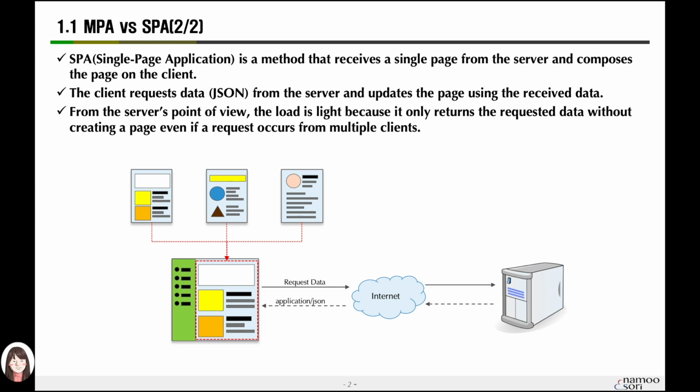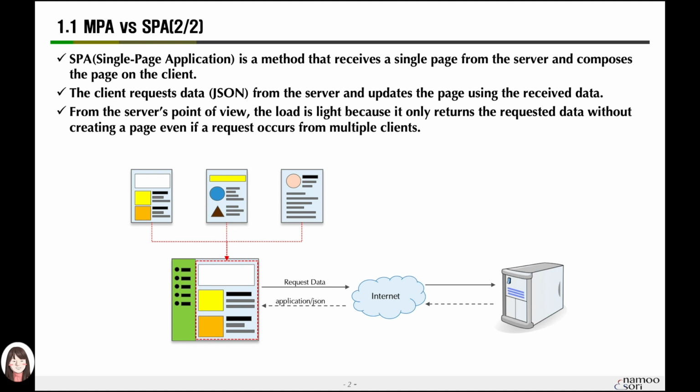On the other hand, in the structure of a single page application, the client first requests a specific page from the server, and the server sends a single HTML page with empty space. Then the client that receives the blank space will request data later. It requests the data to fill the page from the server, and the server responds with JSON type data. Then the client creates the page based on the data.